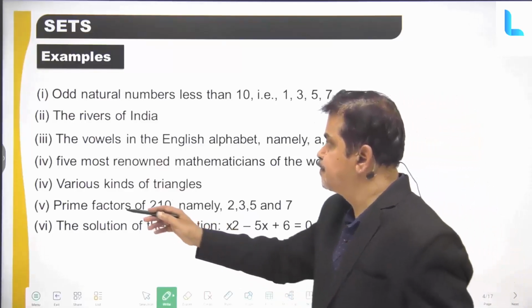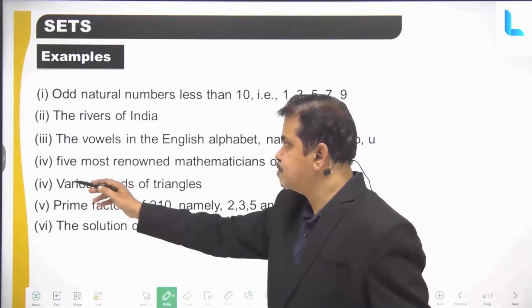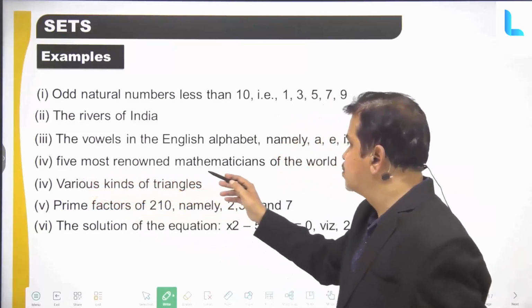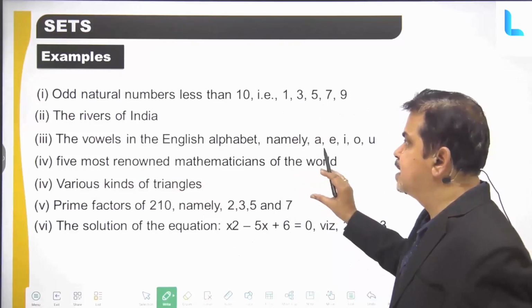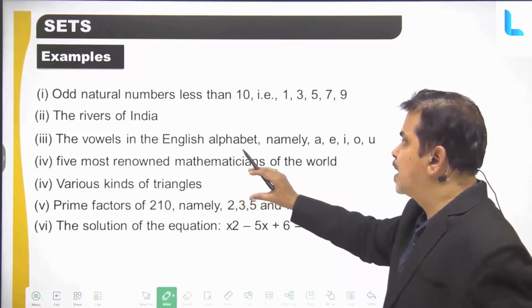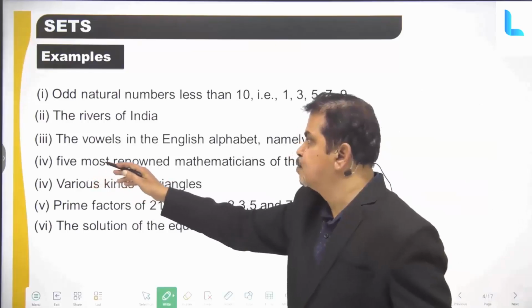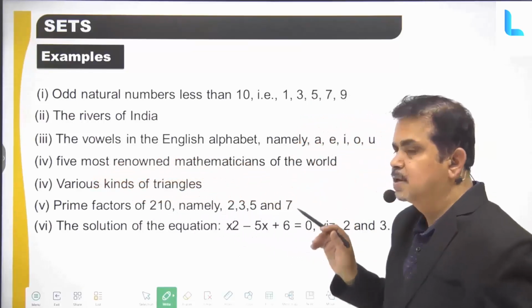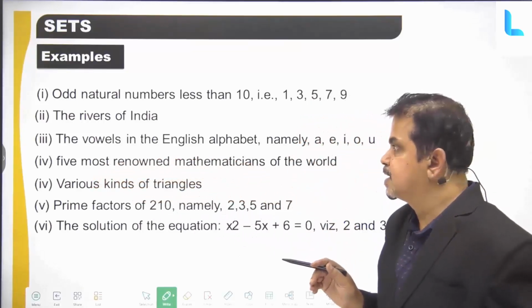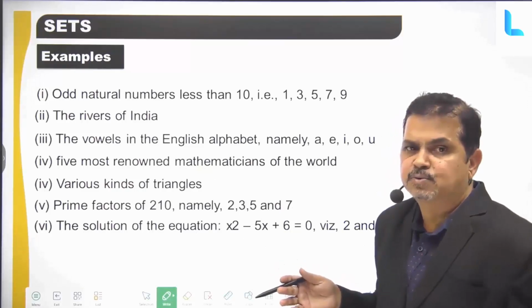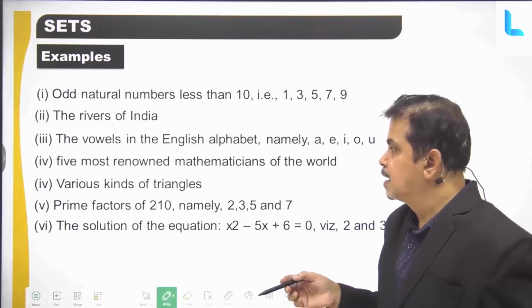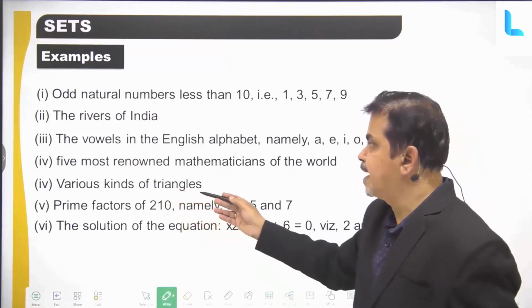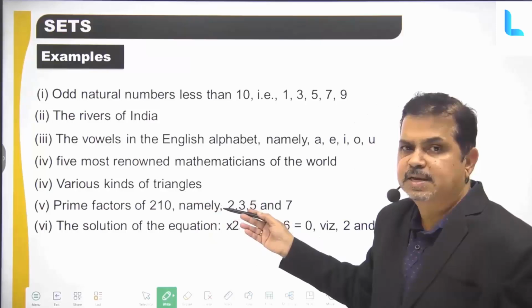Similarly, example 4, the 5 most renowned mathematicians of the world. Here we can write the names of the renowned mathematicians, say like Georg Cantor, who was the one who tried and developed the set. And various kinds of triangles, this also forms a set.